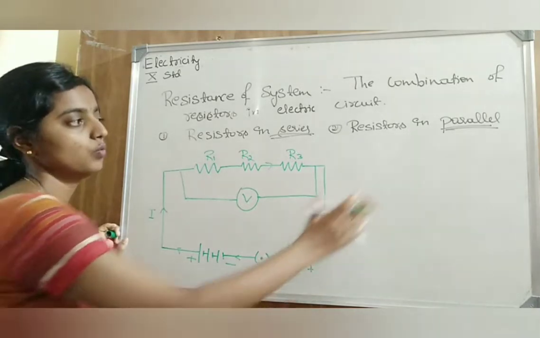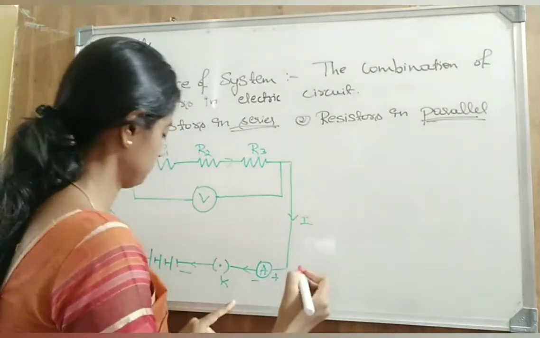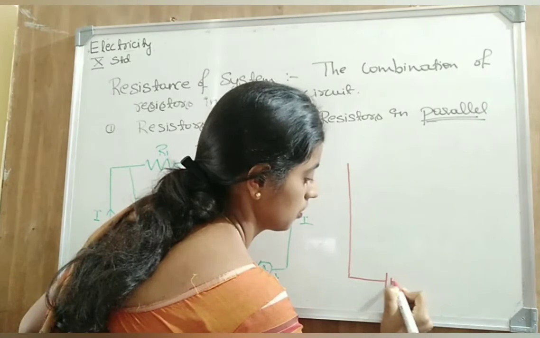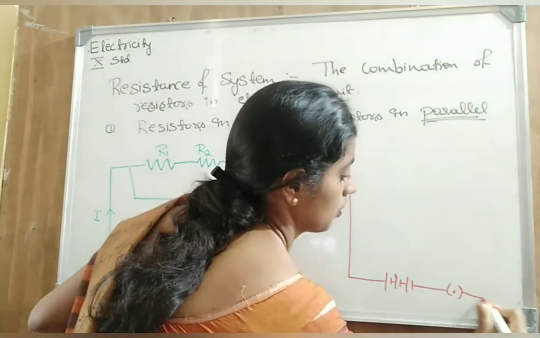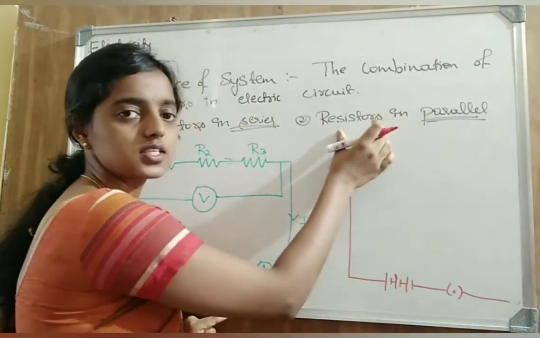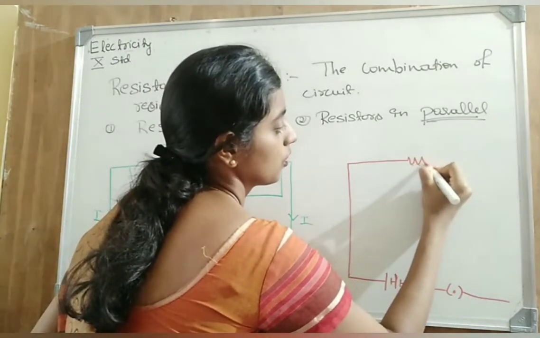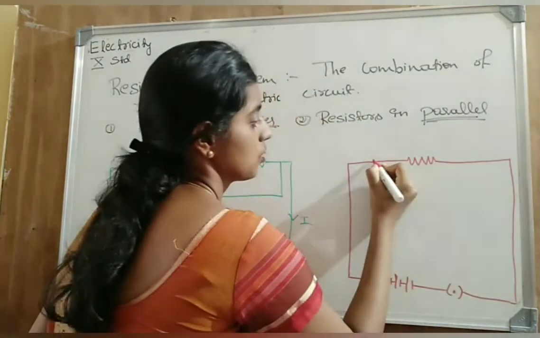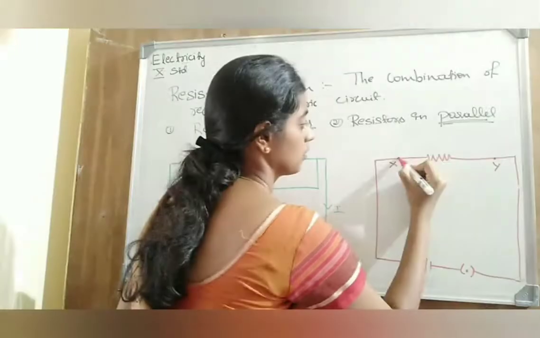Now we'll see how resistors in parallel look. Let us draw. As I told, in parallel the resistors are connected one below another. Let these two points be X and Y.